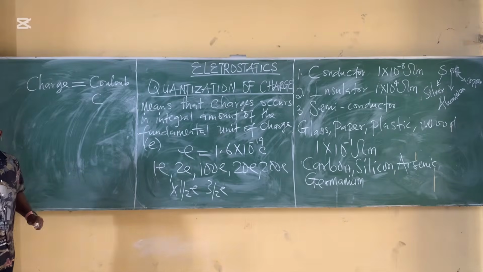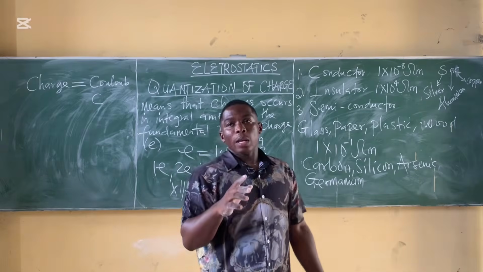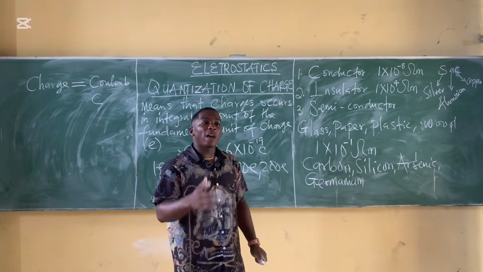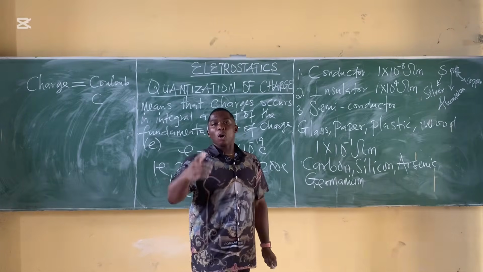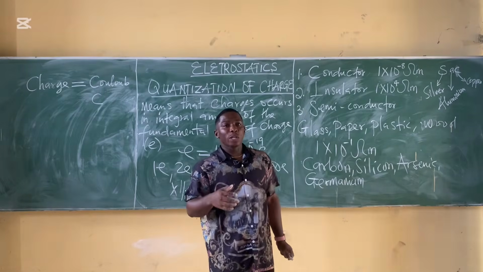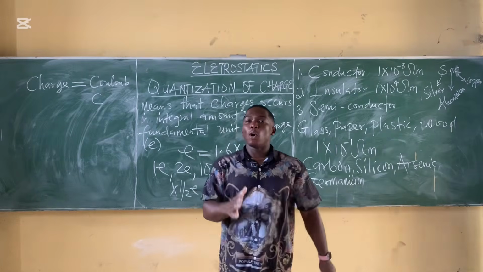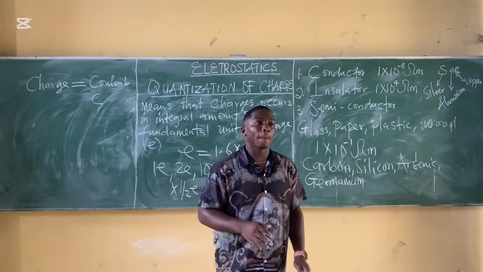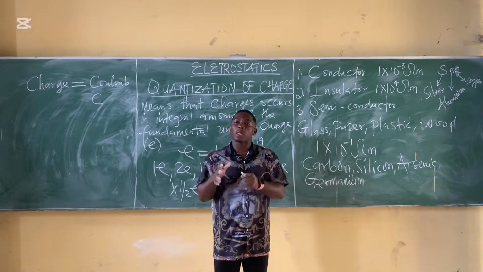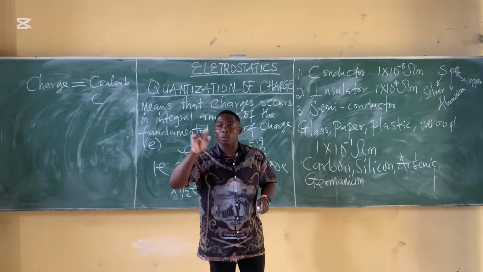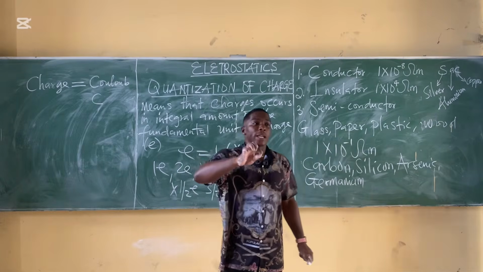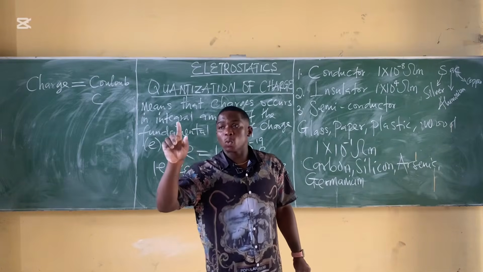Now, what is a Coulomb? Definition of a Coulomb. A Coulomb is defined as the amount of charge flowing through the cross-sectional area of a wire in 1 second, not seconds, in 1 second, when the current passing through the wire is 1 ampere.